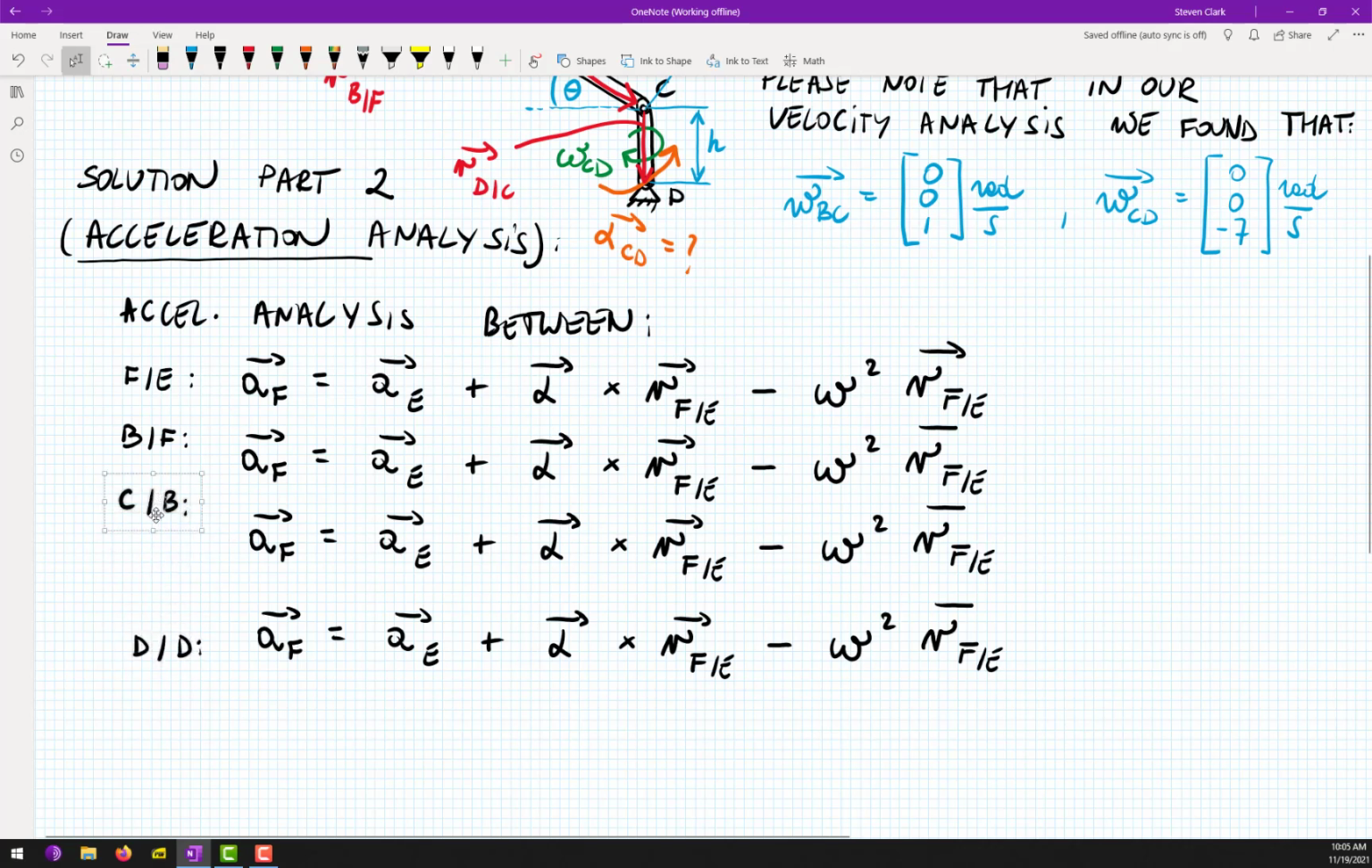A couple of typos on the board. I will correct them, don't worry. First of all, I must put vectors here. And that was DC, yeah? And I have to get rid of these subscripts.